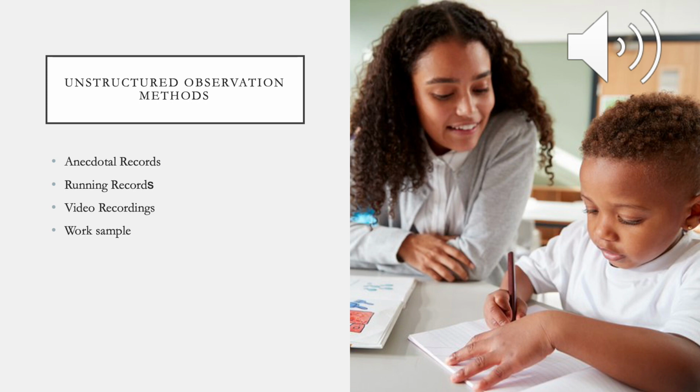And then we have running records, and running records are like an extension of an antecedent record. So this is when you really step away from the children's play and allow them to engage, and you're writing down everything in as much detail as possible. So unlike the antecedent records, the running records are a series of events taking place during the entire note-taking process.